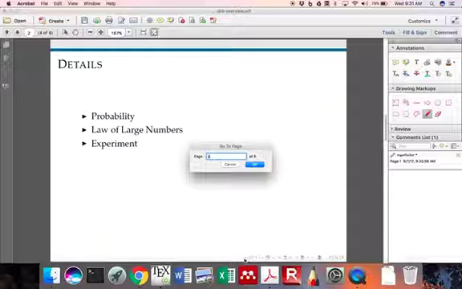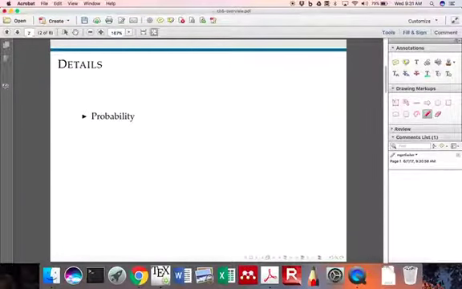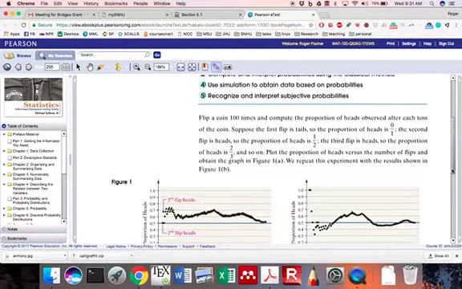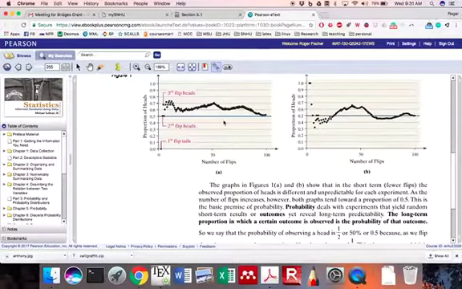Oh, too far. All right, so let's go to page 2. So probability. Let's go to the e-text. What is probability? And I think this graph is a good way of thinking about some of the details involved in probability. So what happens if you flip a coin 100 times and you look at the proportion of heads?